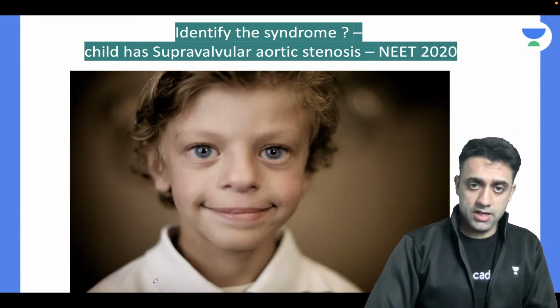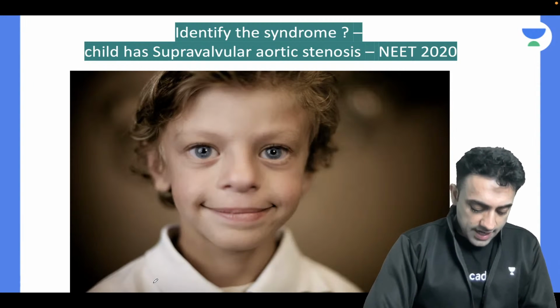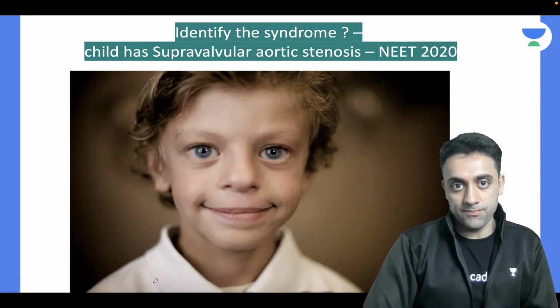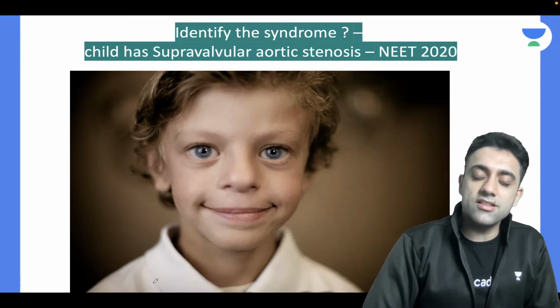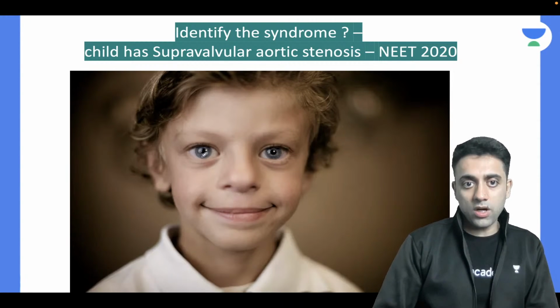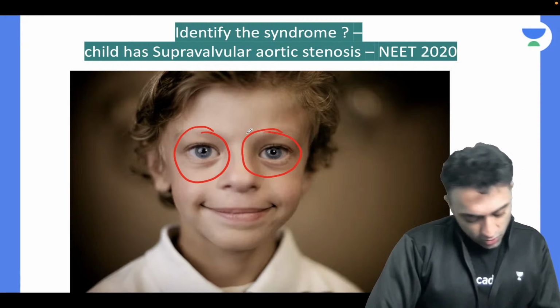Identify the syndrome. Identify the syndrome, and the only hint I'll be giving you is that the child has supravalvular aortic stenosis. So if this picture comes, what do you think this child resembles, which syndrome, what kind of personality, or what are the facial findings you are able to appreciate in this picture? Who will tell me?